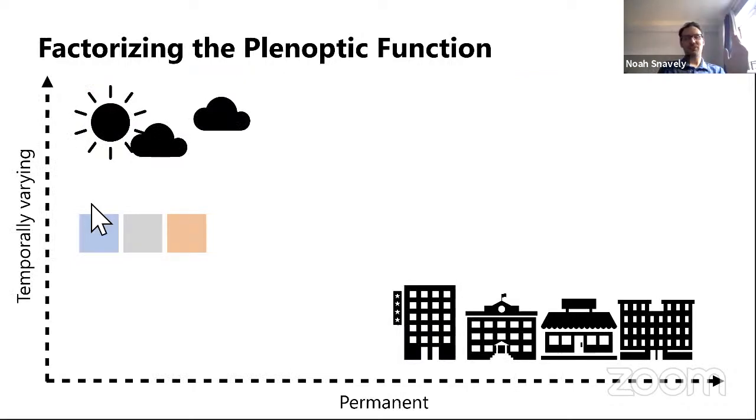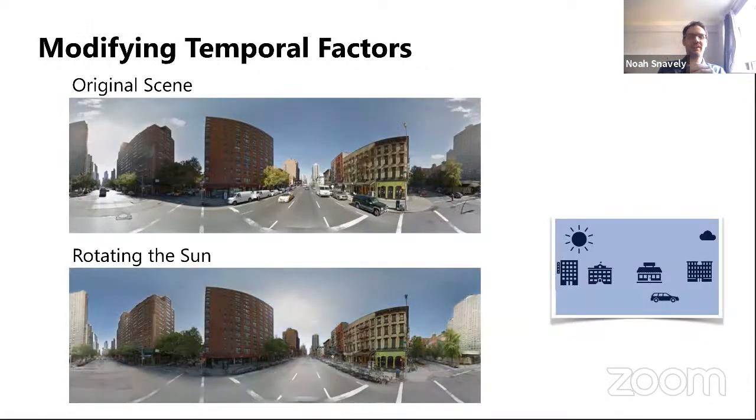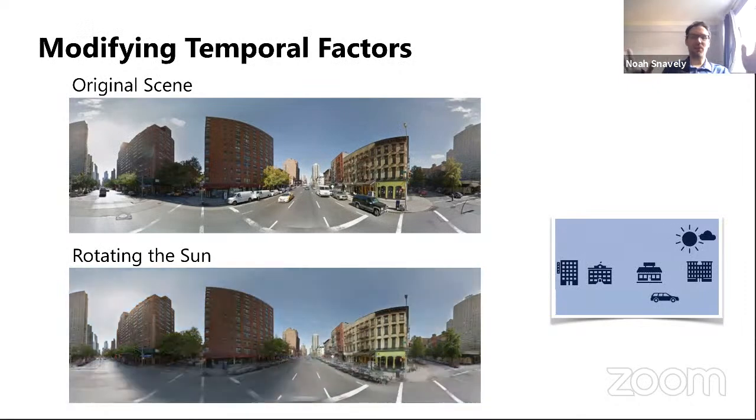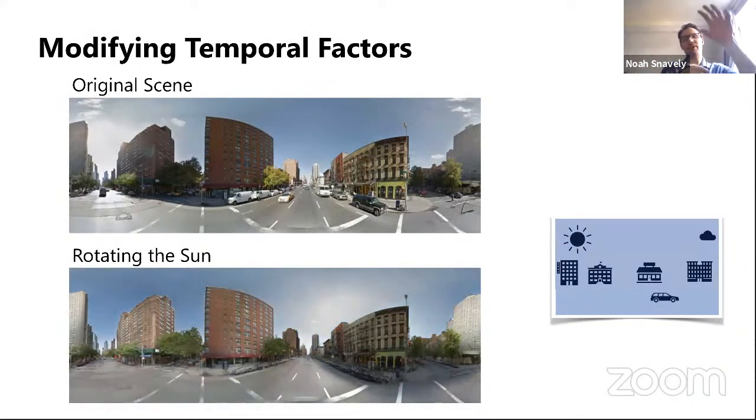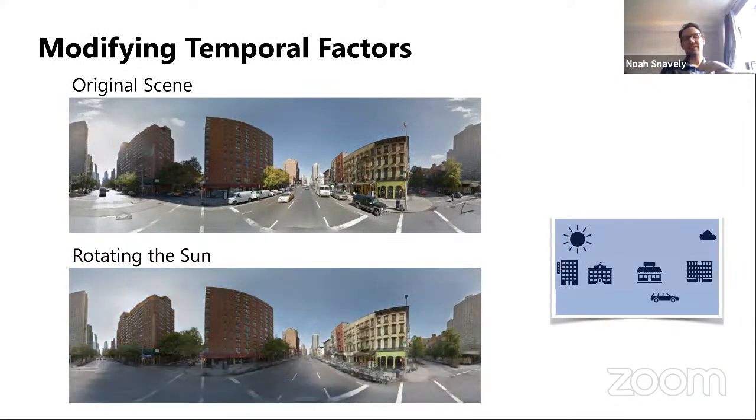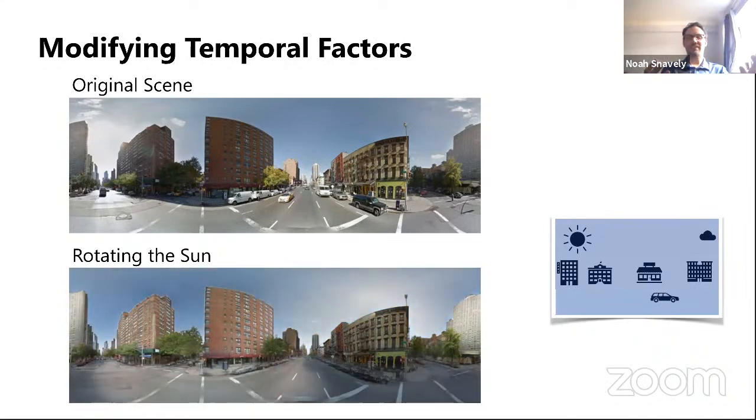you can decompose it into permanent things, which I'm showing on the x-axis, and time-varying things like sky color and sun position and weather. Okay, so we're going to have in mind solving this problem as a factorization problem. And if you can separate an image into these factors, then you can modify an image to any desired appearance.